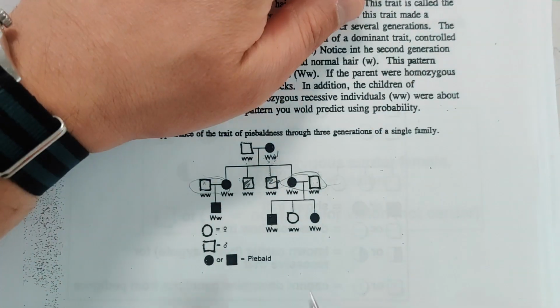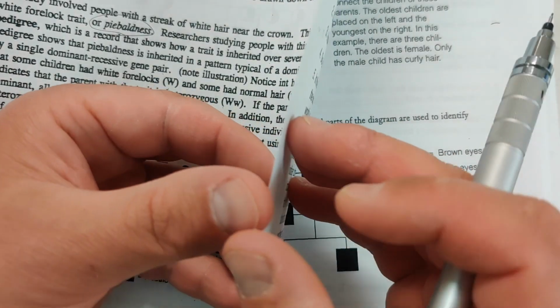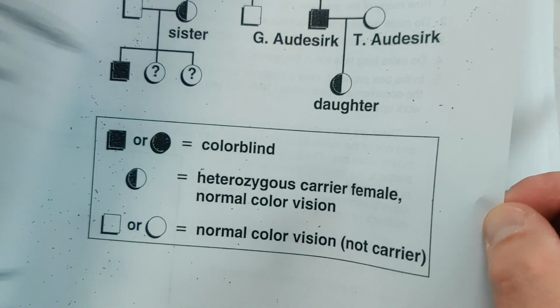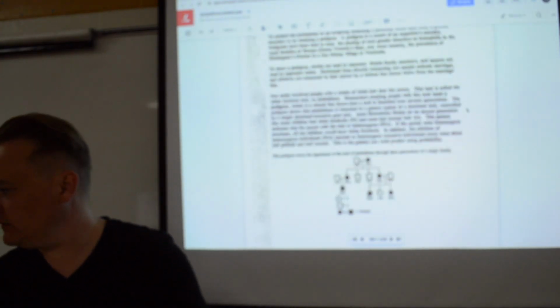So let's see. Let's take a look at this one of the sheets. You don't have to do anything. We're just taking a look at this page to the next one. All right.